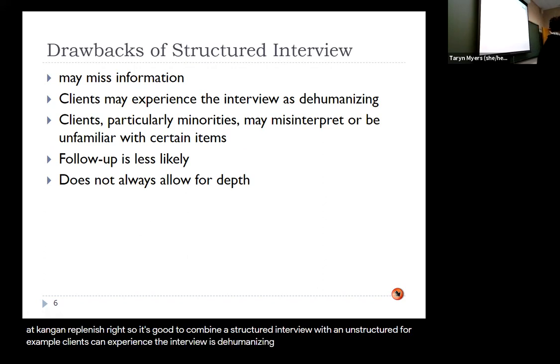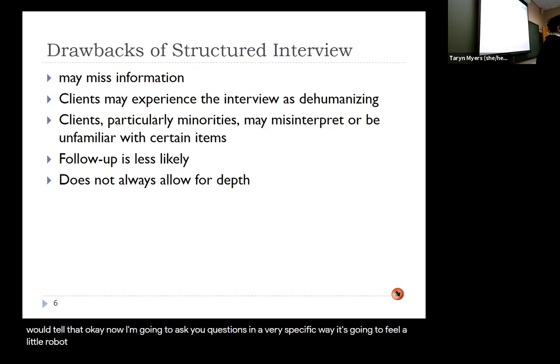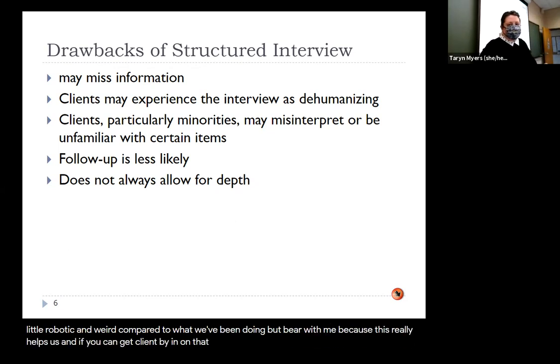So to try to offset this, the way I would do it in our training clinic is we always did our unstructured interview first. And then when we moved to the structured one, I would tell them, okay, now I'm going to ask you questions in a very specific way. It's going to feel a little robotic and weird compared to what we've been doing, but bear with me because this really helps us. And if you can get client buy-in on that, then it's really great.